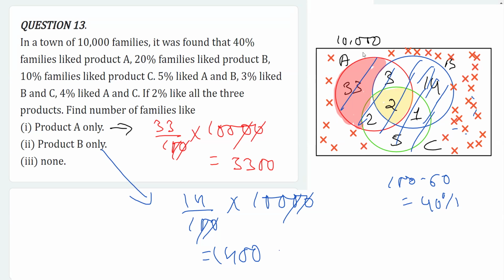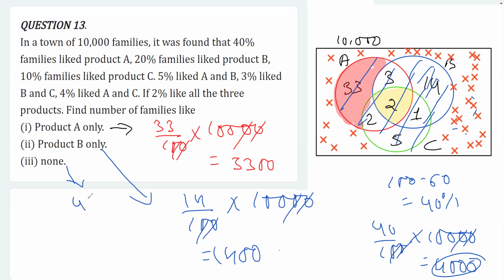And what is 40% here? 40% of 10,000. So it has to be 4,000, right? Yes, that's 4,000. So the answer for this part will be 4,000.